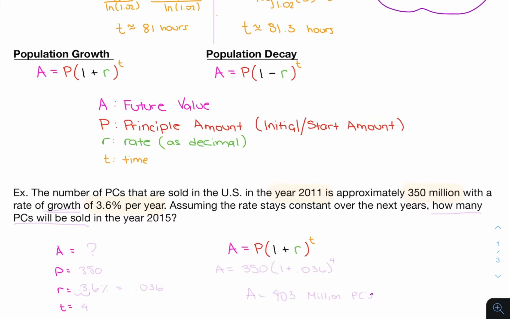Usually it'll be given to you as a decimal, but sometimes it's given to you as a percent. When it's given to you as a percent, you're going to want to switch it over to a decimal. And t is just how long it's been, the time.